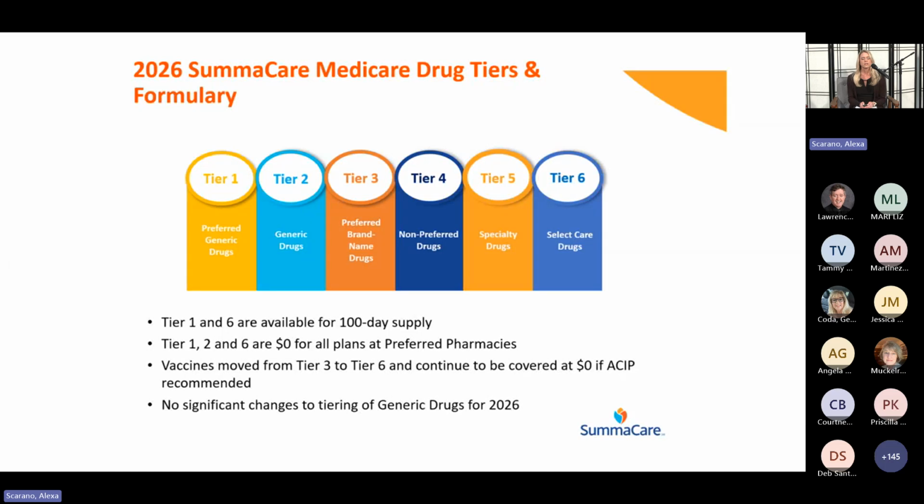So tier 1 and 6, those are both available for a 100-day supply for our Medicare members. Tiers 1, 2, and 6 are $0 for all of our plans now at preferred pharmacies. Vaccines actually were in tier 6. There's a little error on this slide. They were in tier 6. They are moving to tier 3. But the vaccines that are ACIP recommended will continue to be a $0 copay per the IRA. We do not have significant swings in our generic drugs being up-tiered into tiers this year, as we have seen the prior year.